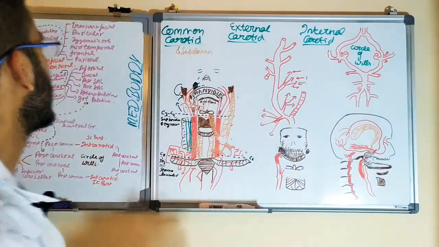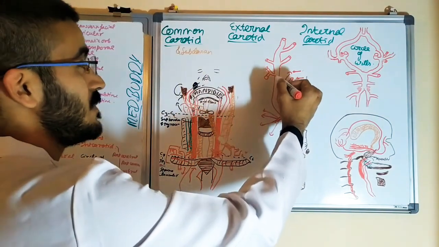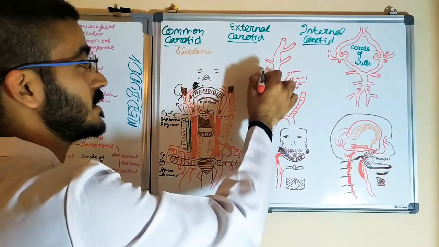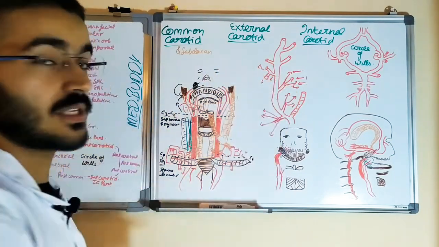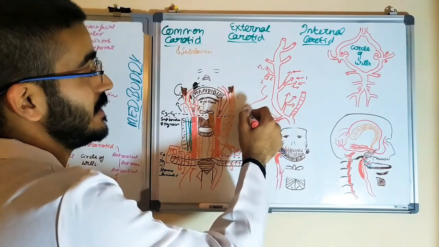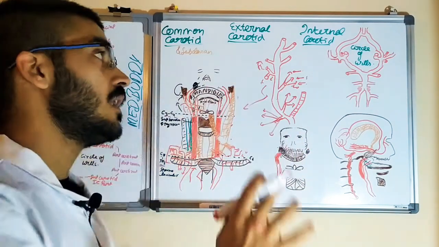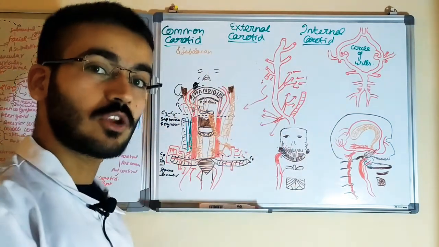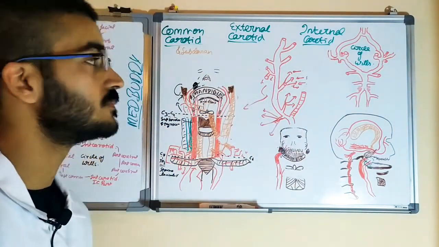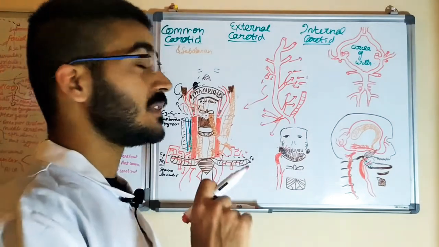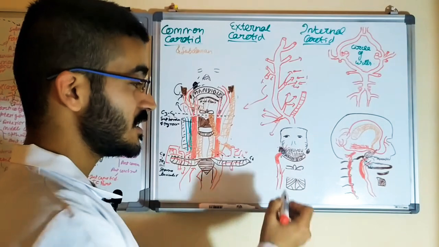Another is the occipital artery. This gives two branches, that is upper and the lower branches. The lower branch goes back and supplies the neck muscles, while the upper branch supplies the muscles in the auricular and the occipital region.